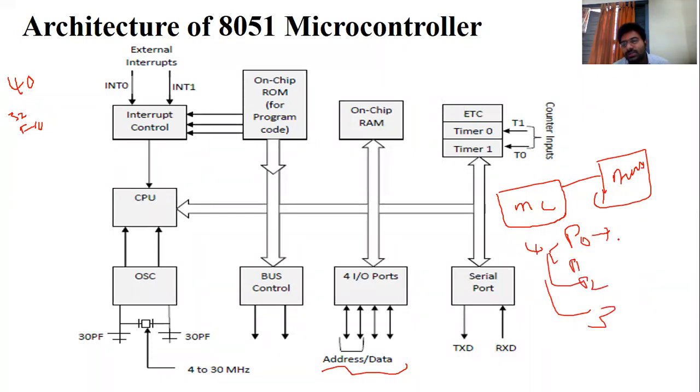Port 0 is also used for the address and data lines AD0 to AD7. Then port 2 is also used for A8 to A15, nothing but address lines. So for 64 KB memory, suppose you want to connect 64 KB memory, you are going to connect two ports, port 0 and port 2, that we are utilizing. The remaining two ports, we are going to connect to any of the input output devices.